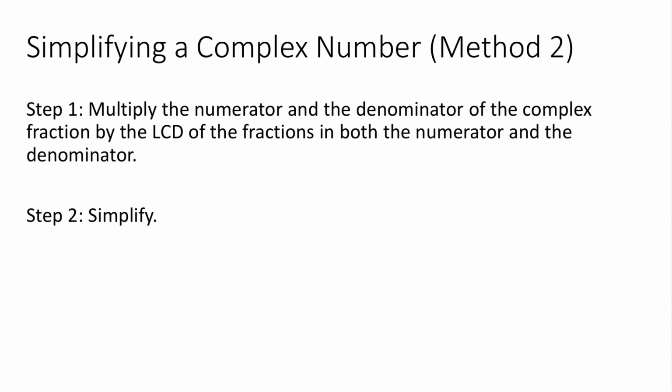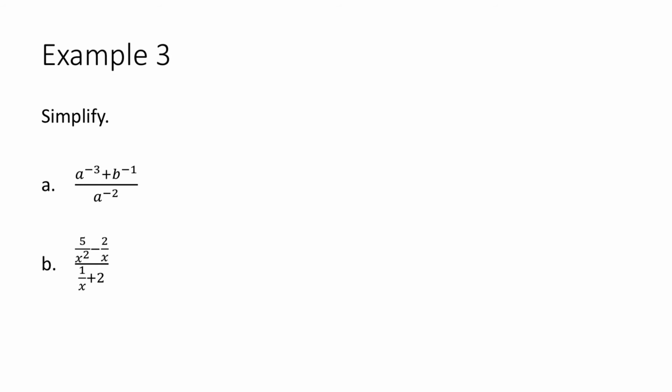Now in method 2, what we're going to do, which is often a lot easier, is to multiply the numerator and denominator of the complex fraction by the least common denominator of the fractions in both the numerator and the denominator. And then you'll simplify. So let's take a look at what that would turn out to be. So in part A, this is a little different. We've got negative exponents. So I have a to the negative 3 plus b to the negative 1 over a to the negative 2.